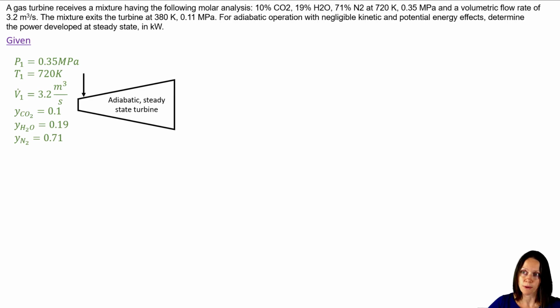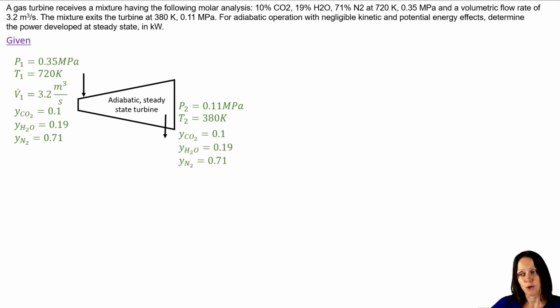Those three properties are indicative of the overall mixture, not the components necessarily, although if we use Dalton's model, the temperature of the components and the mixture are going to be the same. And then we're given the mole fractions of each of those components. The gas mixture is coming out at 0.11 megapascals and 380 Kelvin. There's no chemical reaction here. We've just got CO2, H2O, and nitrogen, so the mole fraction is not changing. The ratio of those components is not changing.